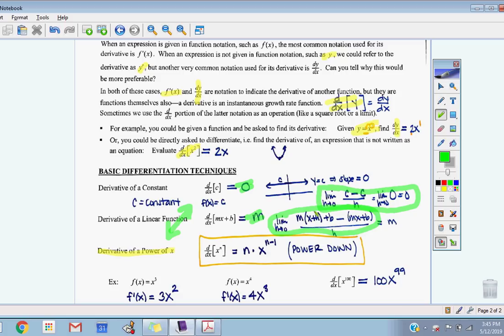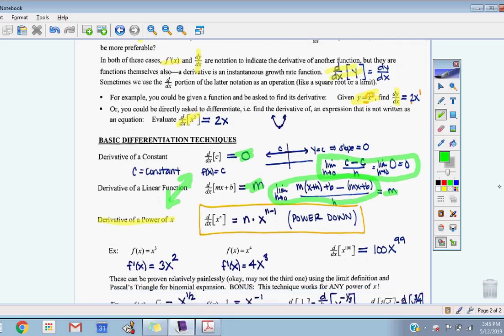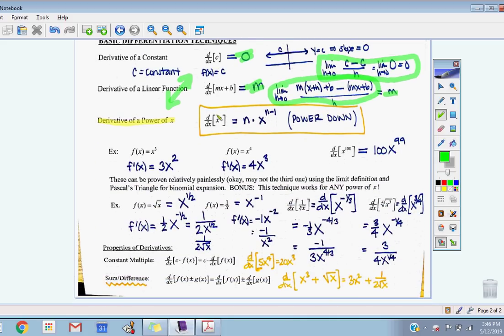If you crank the distribution out and evaluate that limit, you'll get just the slope of the original linear function. So those are two pretty basic ones that we'll see come up, but then here's a big one here. It's called the power down method. Now, it's a good thing I am not here to teach you this because you're going to get pretty upset. There is a super fast way to do these problems.